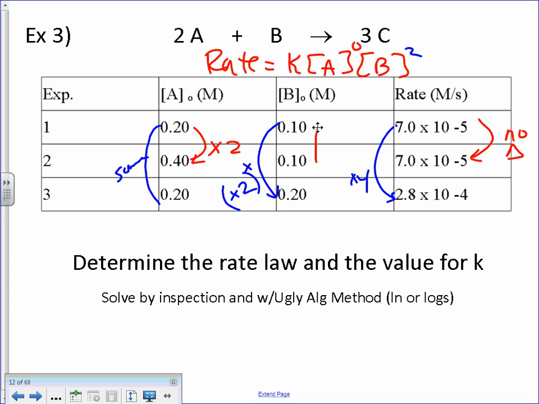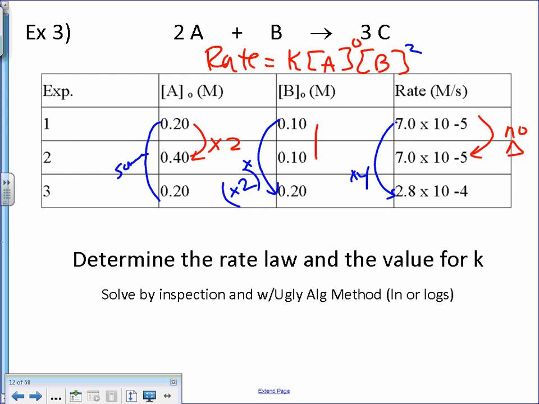Yeah? If A wasn't 0, would the 2 coefficients be? No. It doesn't change anything regardless. It's just saying the molecularity of the reaction requires the recipe of 2 A's plus a B to yield 3 C's. It's just the recipe. It's the mole ratio. Okay, so ugly algebra method, how do you do this?